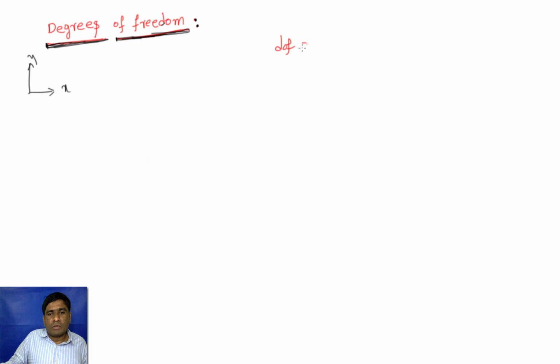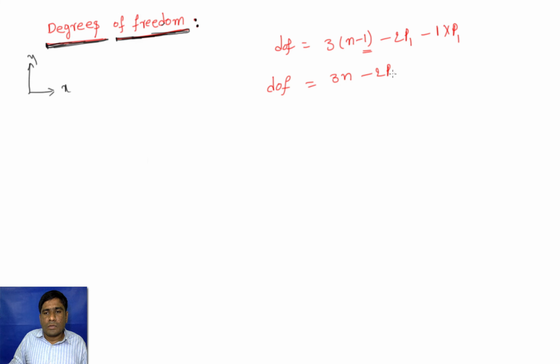Degrees of freedom equals 3 times (n minus 1) minus 2 p1 minus 1 times p2. Here it is minus 1 because one of the links is fixed. What if no link is fixed? If none of the links is fixed, then this minus 1 will be removed, and this is the formula. These two formulas are for planar mechanisms.